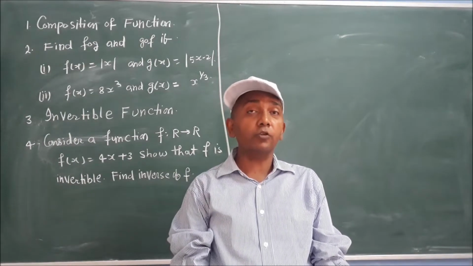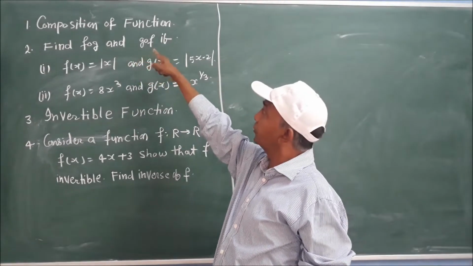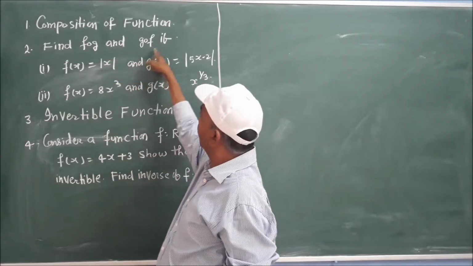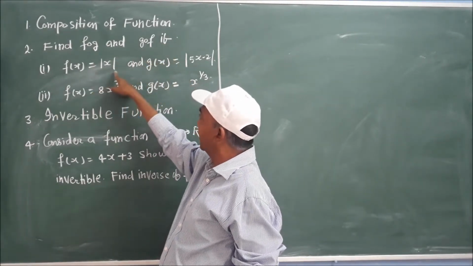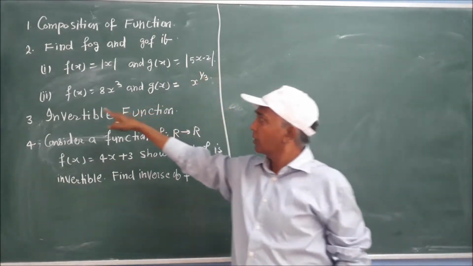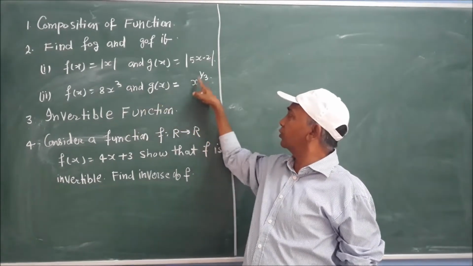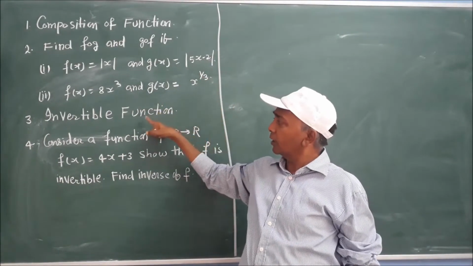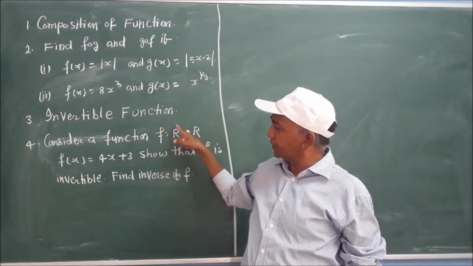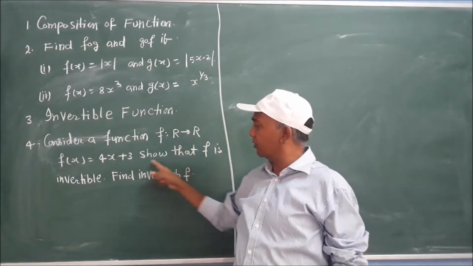Today is our second class on functions. Our topics are: first, composition of functions; second, find f of g and g of f if f(x) is equal to mod x and g(x) is equal to mod of 5x minus 2; third, if f(x) is equal to 8x cube and g(x) is equal to x to the power 1 by 3; and then invertible functions, where we check that the given function is invertible and then find the inverse of f.